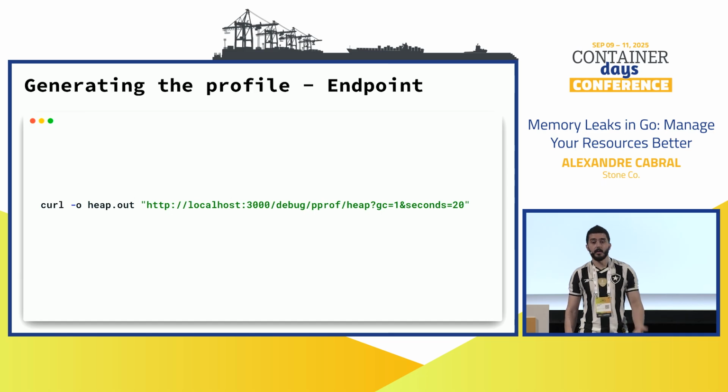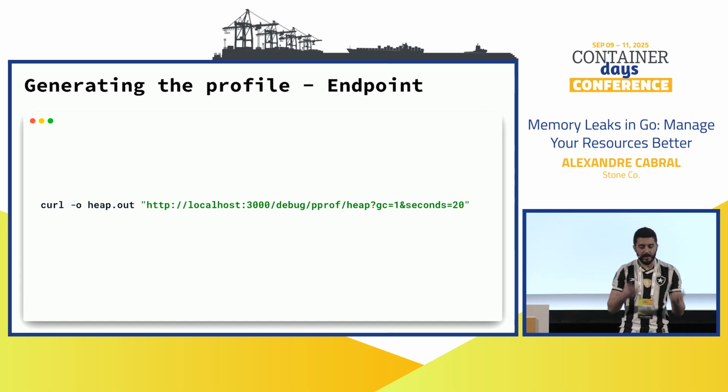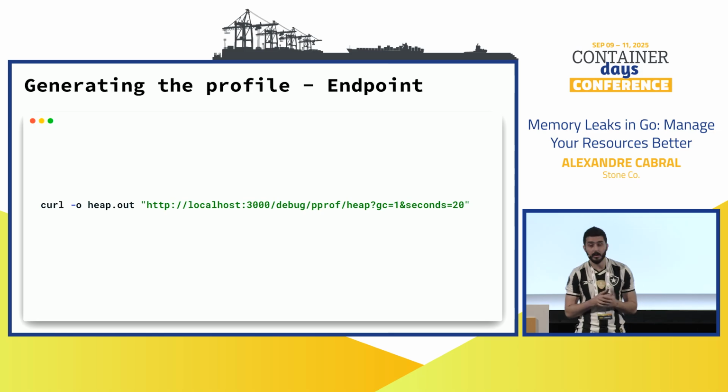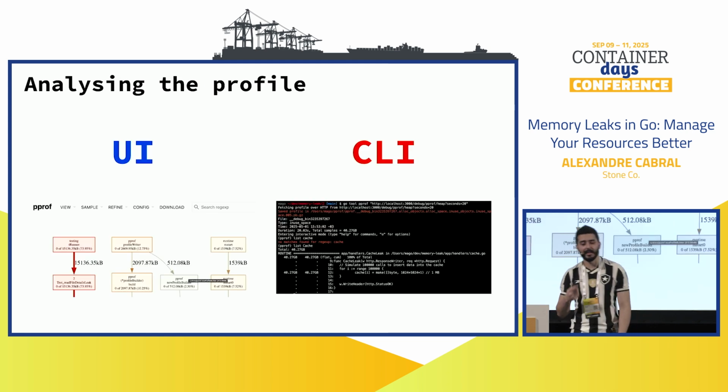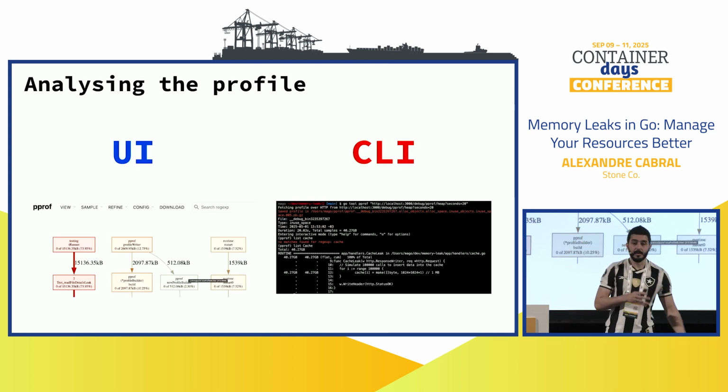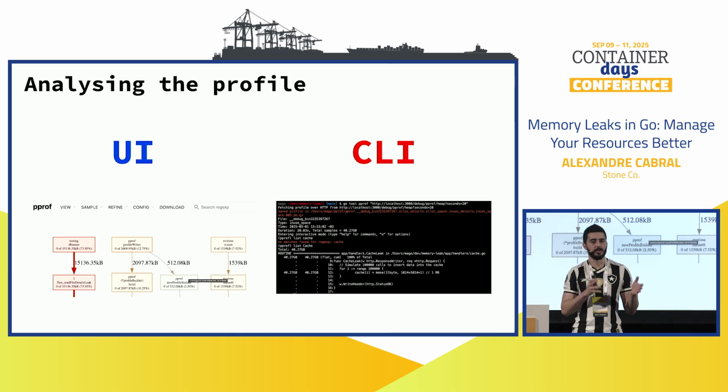And we can run this profile and download it to a file using curl, for example, outputting it, and we can pass some options when we run the profiling, like forcing the garbage collector to run, or running for some time that we want. And we can analyze these profiles with the UI or the CLI. We can choose, but usually I say it's better to use the UI. It's easier to understand. The CLI does the same, but it's your choice.